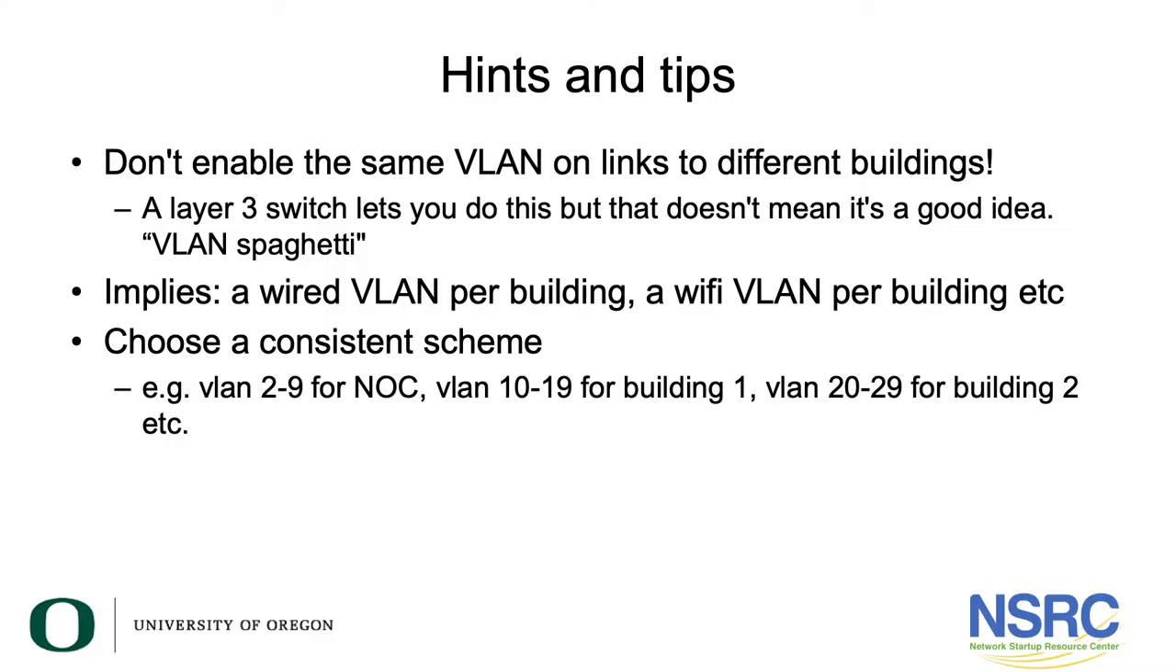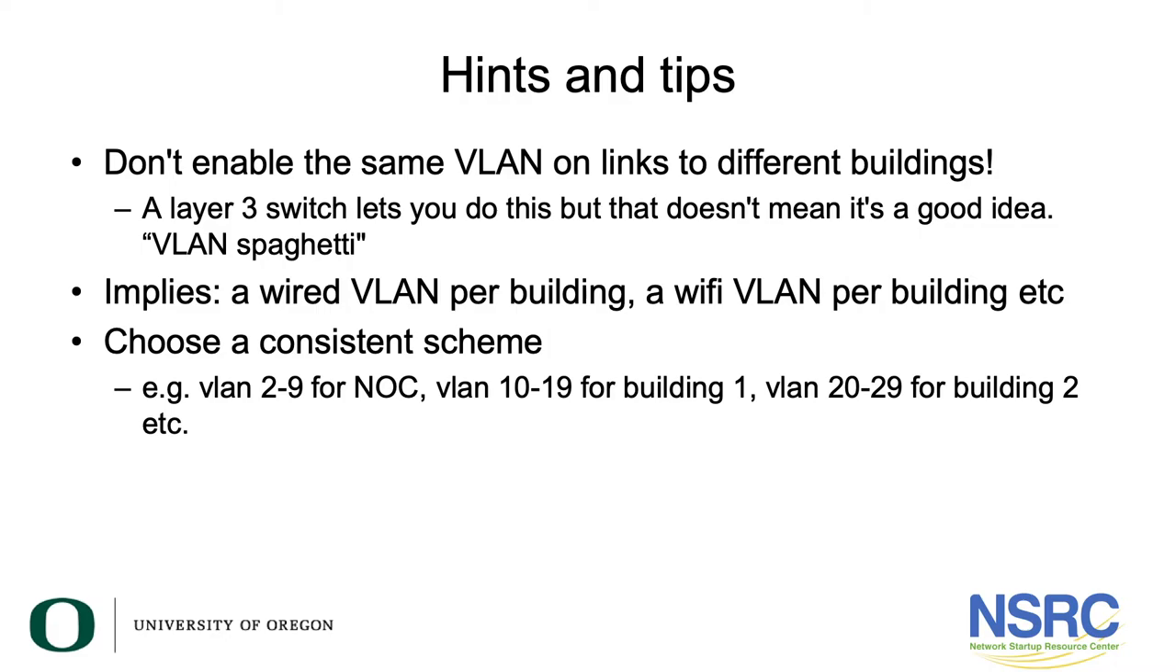But VLANs 2 through to 4094 are usable and should be more than enough for a modern campus. What other hints and tips can we look at? Well, it's also important not to enable the same VLAN on links to different buildings. We want to try and keep the group of VLANs within a building. VLANs within the building, routing at the core, has been a general theme throughout this series. A layer 3 switch lets you do this, and you'll find many design documents talking about how to configure this, but that doesn't mean it's a good idea. You end up with VLAN spaghetti. You end up with a big mess that you cannot scale and you cannot manage.